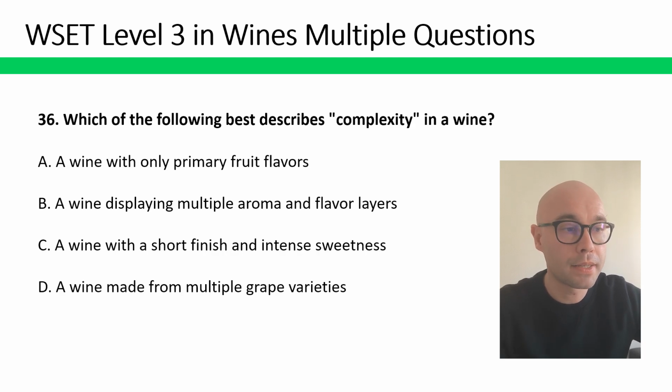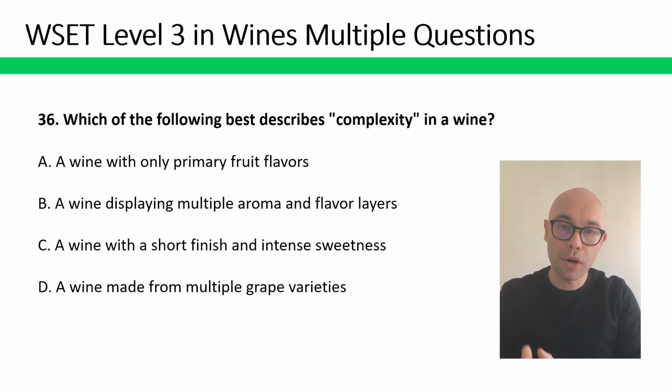Which of the following best describes complexity in a wine? A wine with only primary fruit flavors, a wine displaying multiple aroma and flavor layers, a wine with short finish and intense sweetness, a wine made from multiple grape varieties. The correct answer is B, a wine displaying multiple aroma and flavor layers.